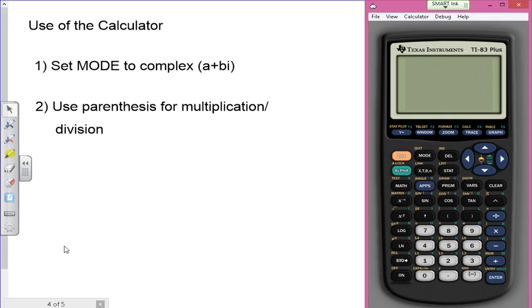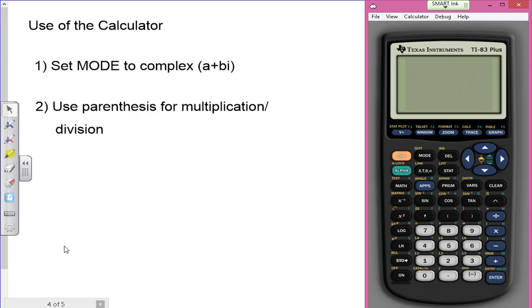Okay, so I'm assuming that you're using either the TI-83 or TI-84 calculators. That's the recommended calculator for the class. Most other scientific graphing calculators have the same basic functionality, but you're on your own to figure out how they work. So I would really recommend using this because I can just bring it up on screen and show you exactly how to use it.